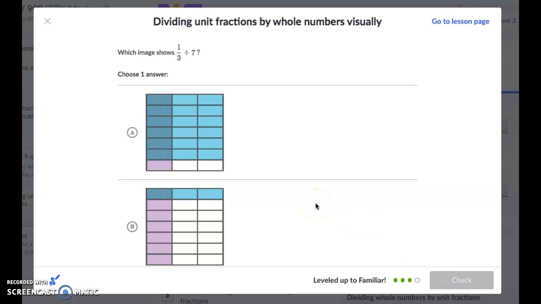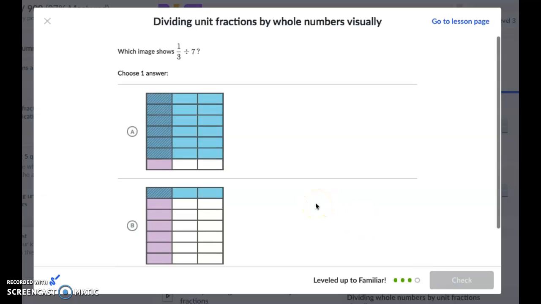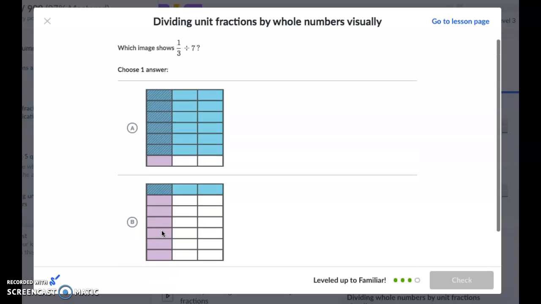And lastly, which image shows 1/3 divided by 7? So our purple bar is 1/3. Okay, and here our purple bar is again 1/3. So now which one of them shows divided by 7? So 1/3 divided into 7 different pieces. So 1/3 divided by 7.